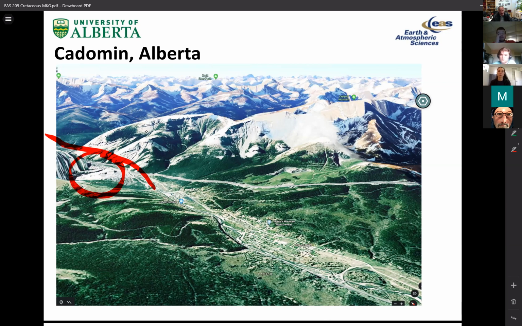Since most of you have some expertise in rocks that are Devonian, Mississippian, Triassic, there's Triassic rocks here too, and Cretaceous, you can go there and see all of these rocks and the fossils that are with them. So that's worth doing.